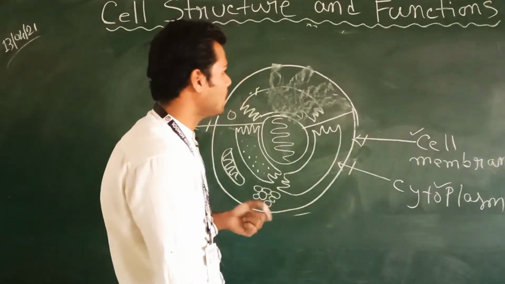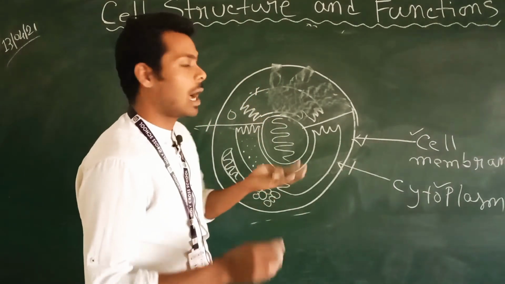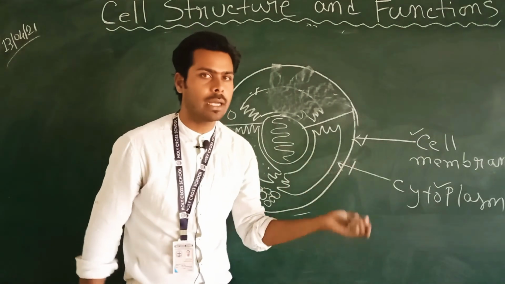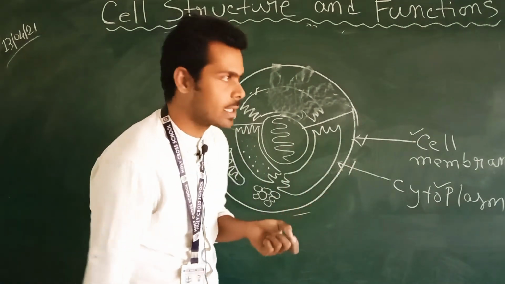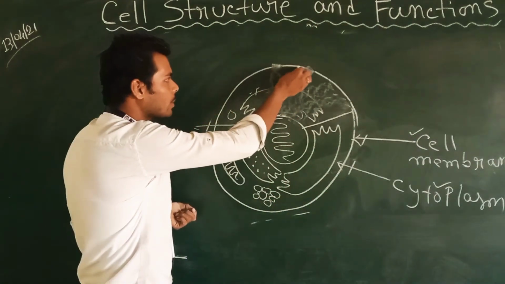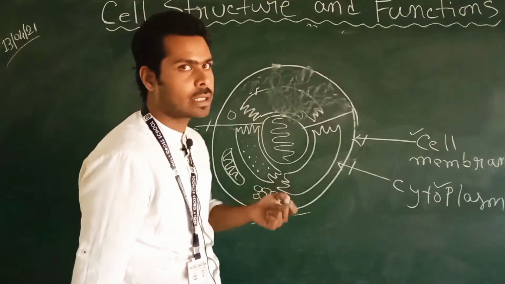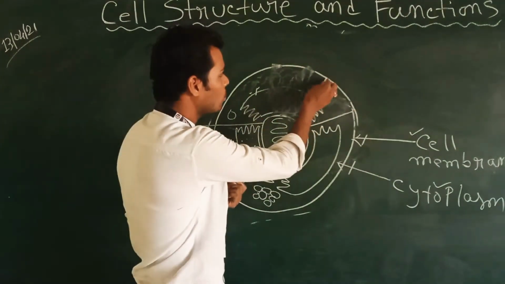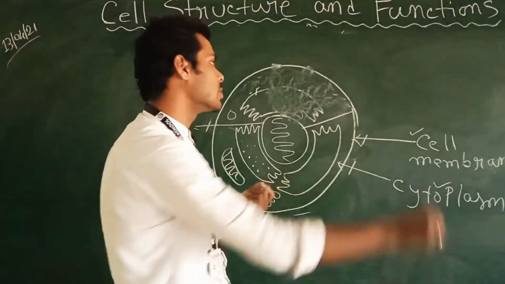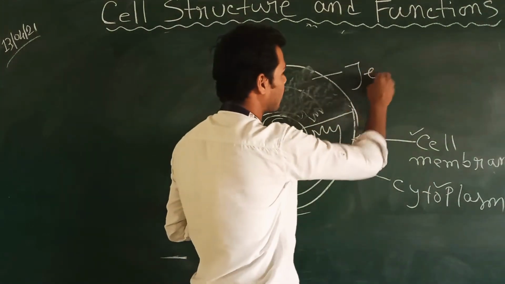This cytoplasm is the house of all biochemical reactions which occur inside a cell. Whatever biochemical reactions are going on occur in the cytoplasm. What is the nature of the cytoplasm? It is a jelly-like structure. It is a kind of jelly.